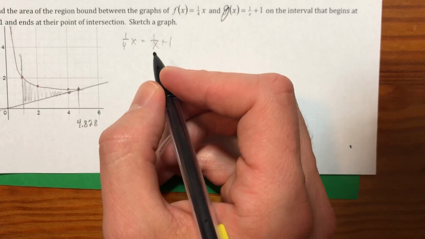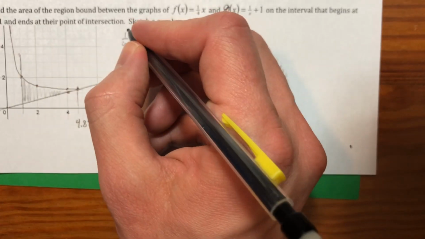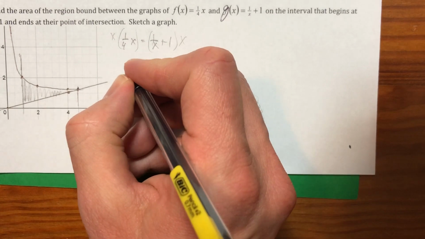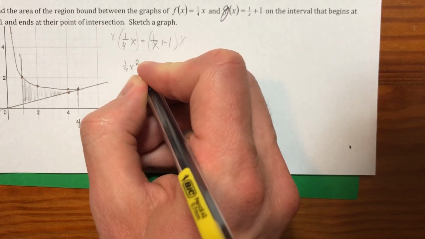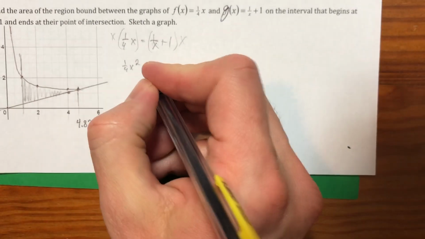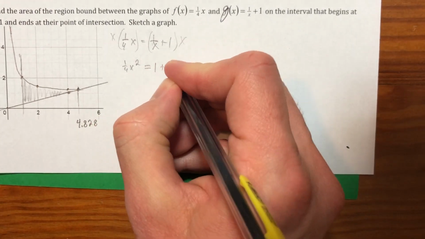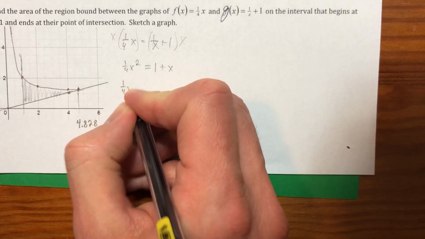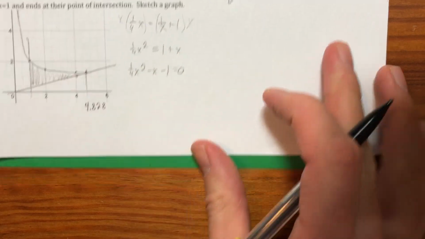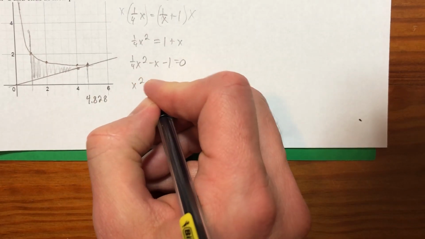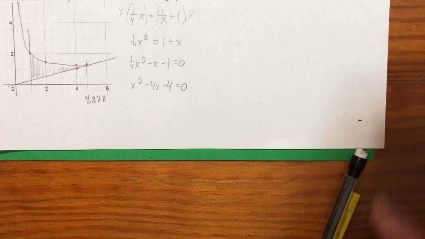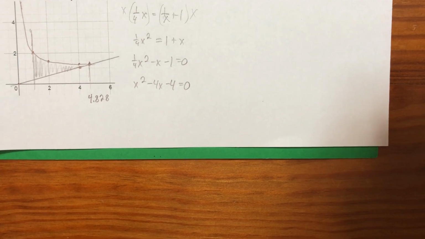And I think we can solve it by multiplying every term by x. So this side gets multiplied by x, this side gets multiplied by x, and that means I have 1/4 x squared. I have, oops, not plus, it's equal to 1, and then plus x. So we have 1/4 x squared minus x minus 1 equals 0. We have a quadratic. x squared minus 4x minus 4 equals 0. It's about to get real tricky, and we'd have to use the quadratic formula on this.